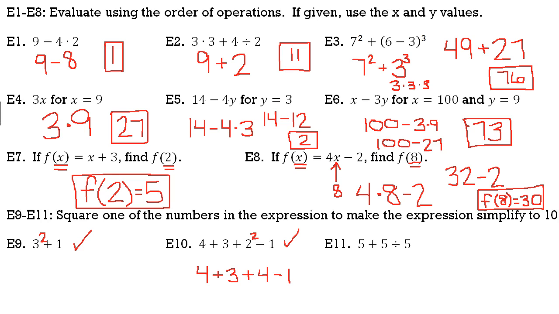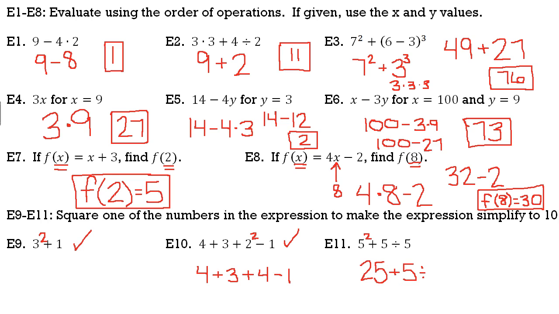Last but not least, example number 11. You can just start with the 5 squared here. 25 plus 5 divided by 5. Now, according to our order of operations, we would have to do division first. So you get 25 plus 1. That would be 26. Not going to happen.